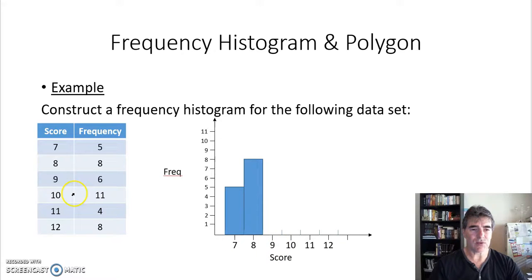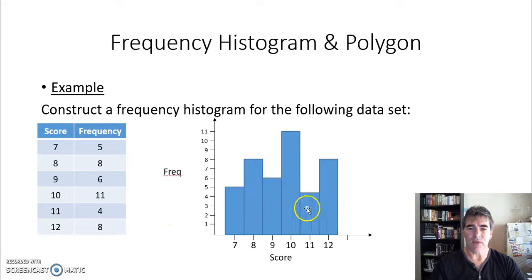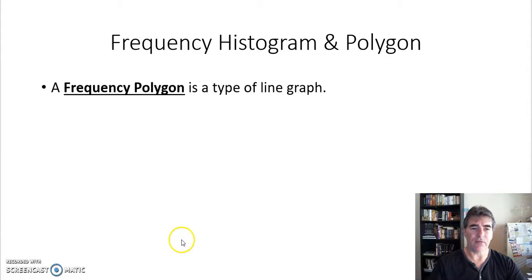So let's continue. Our score of 9 has a frequency of 6, so our score of 9 has to go up to 6. And our score of 10 goes up to 11. Our score of 11 goes up to 4, and my score of 12 goes up to 8. I just did all those at once, and I think you get the idea of what they do. So that's my frequency histogram. No gaps between the columns. The only gap is that half column width gap there. And you'll notice that I've got that extra mark still there, and you'll see why when we come to the polygon.